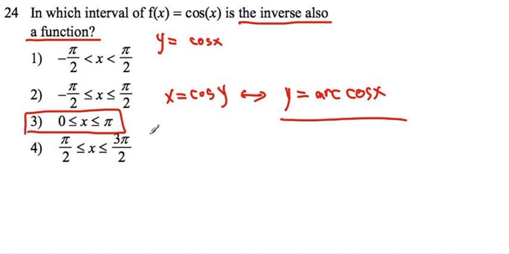And in fact, one of the reasons is if you have to sketch this one, it will go up and down, and then if you cut from 0 to pi, you will realize that it will pass the vertical line test.